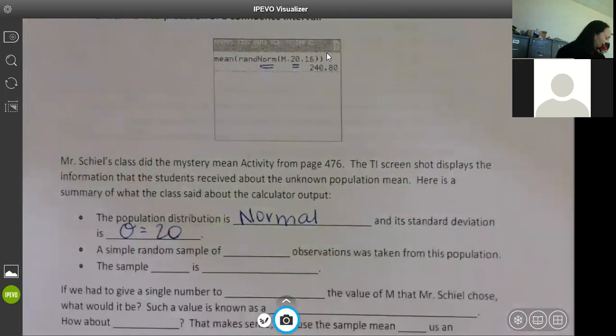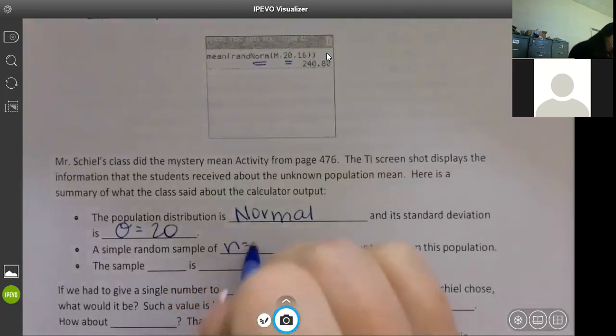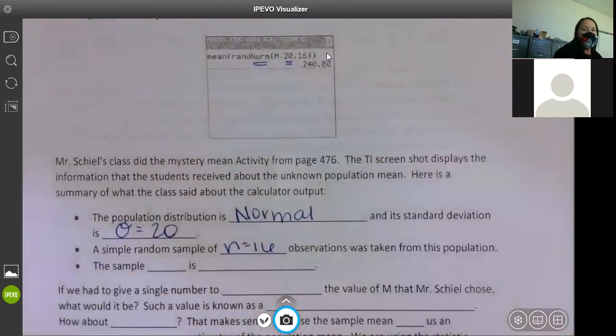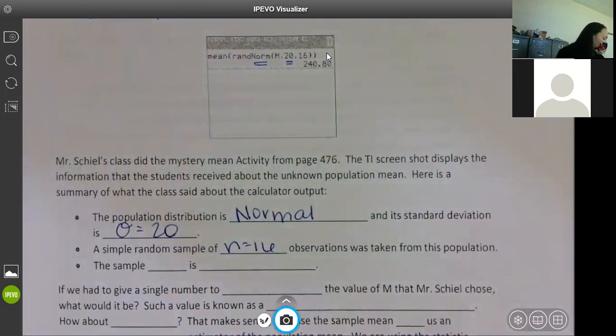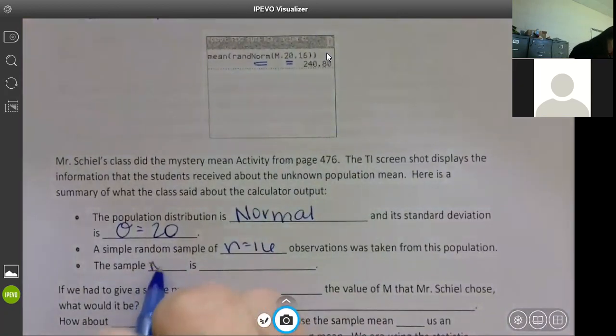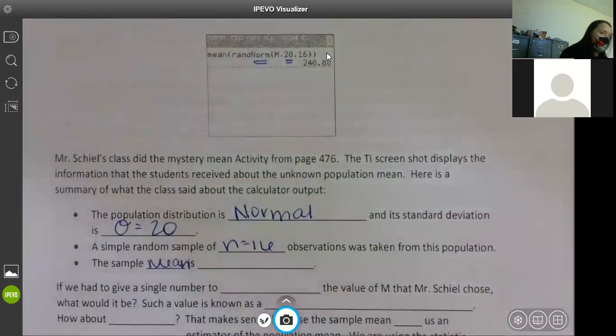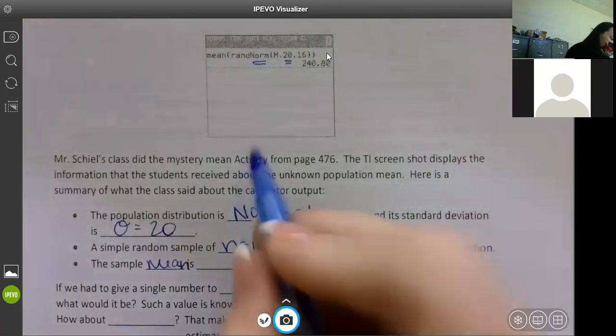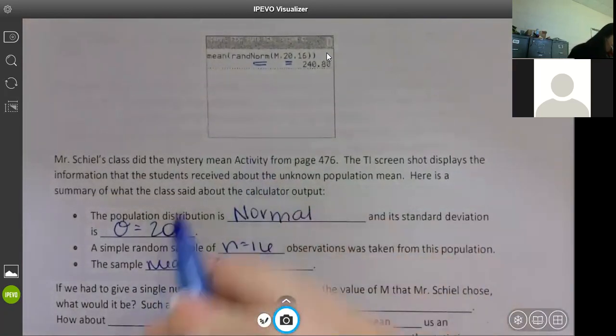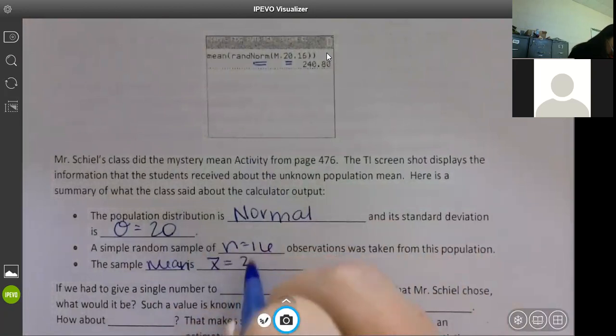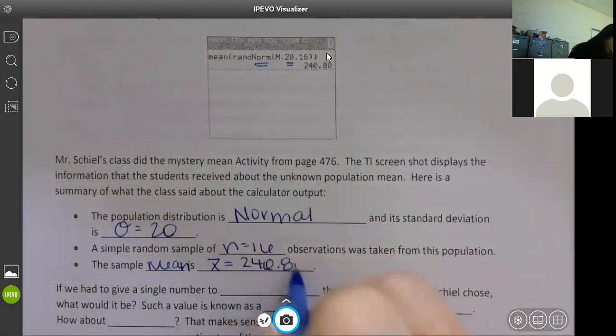A simple random sample of n equals 16. I just told you that is right there. And the sample mean, not the population mean, the sample mean is 240.80.